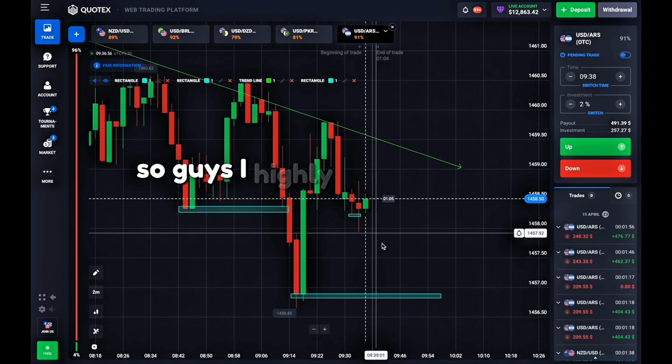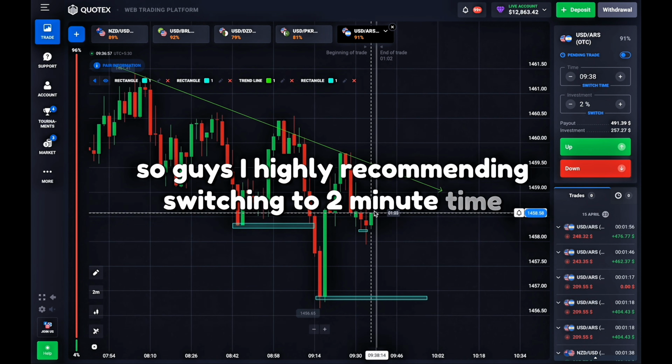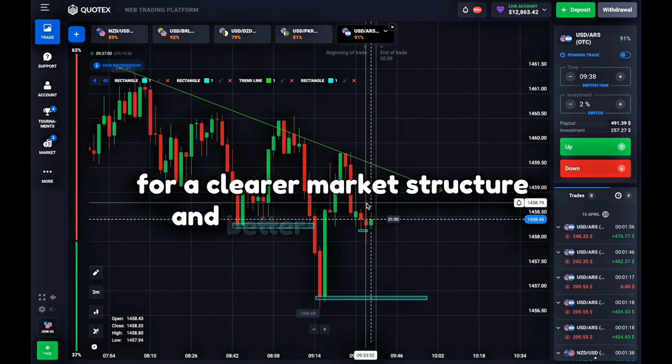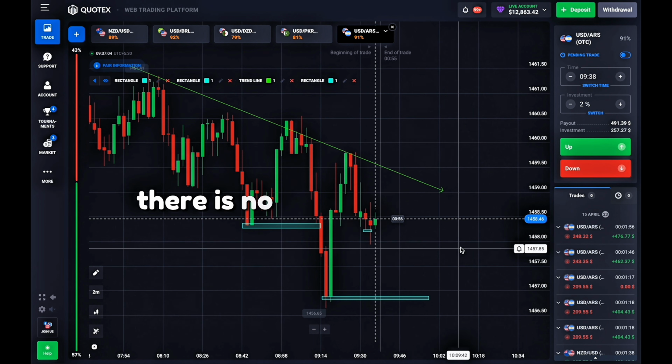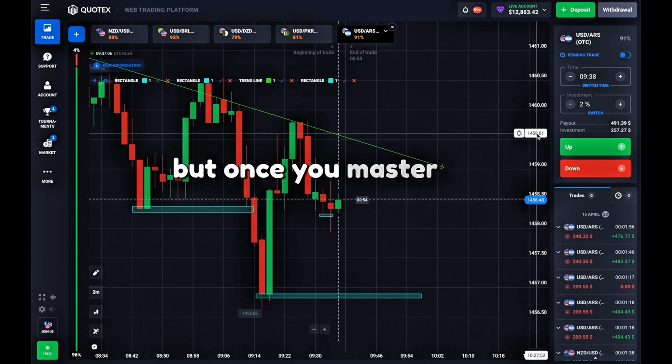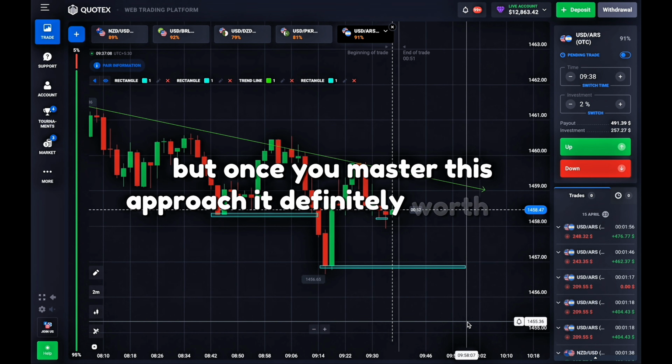So guys, I highly recommend switching to 2 minute time frame for a clearer market structure and better understanding. Make sure to test it on your demo account first. There are no shortcuts in trading, but once you master this approach, it is definitely worth the patience.